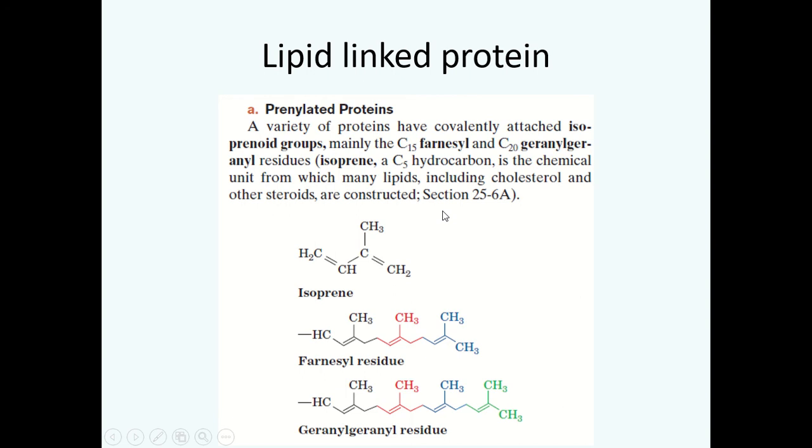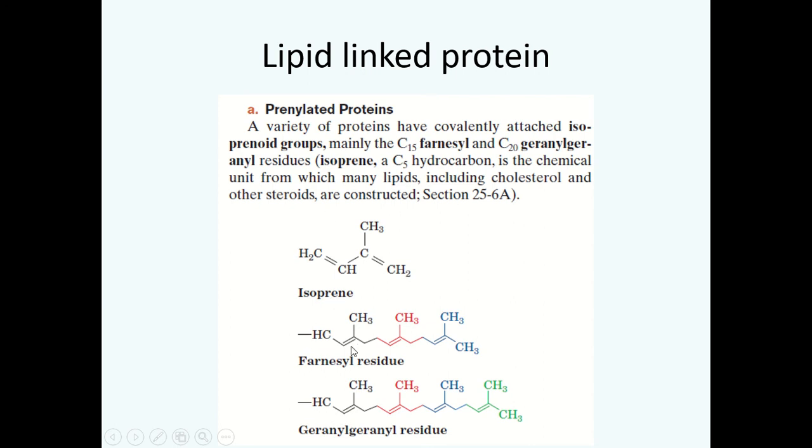Some proteins are attached to the membrane by means of a covalently bound lipid on them. These are called lipid-linked proteins because they're attached to the membrane by means of a covalently bound lipid. One type of these proteins are called prenylated proteins, as they contain prenyl units. The prenyl units are made up of 5 carbon units which are called isoprene. Different types of isoprene units assemble with each other to form other types of prenylated units.